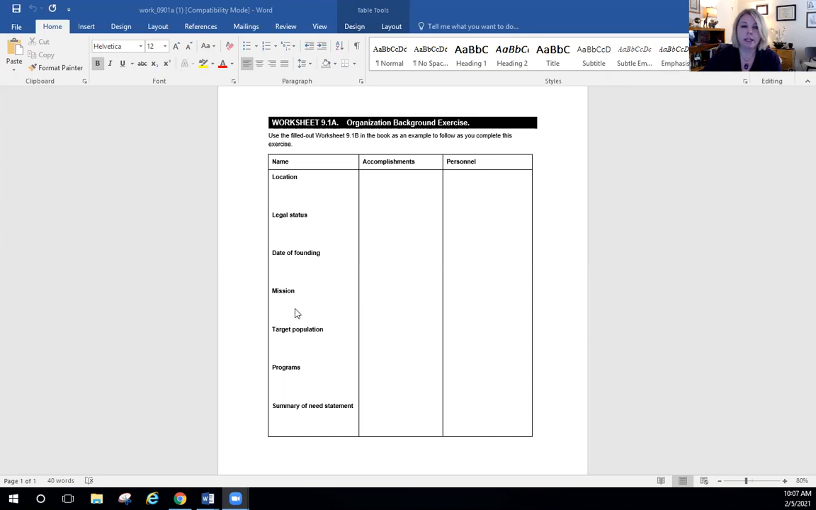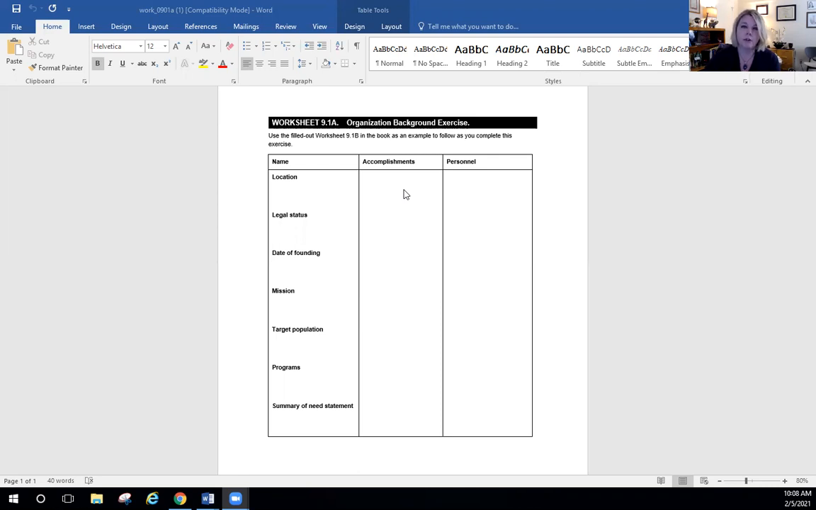When it was founded, include the mission and who their target population is, their main programs, and then a summary of the needs statement. You're going to be doing the research behind the needs statement next week, but this is just going to summarize that unmet community need that your project is going to work to accomplish.